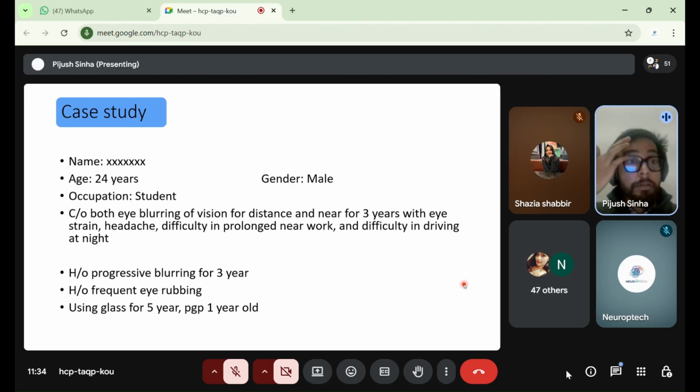Yeah, there is a case from my clinic only. The patient was a 24-year-old who was complaining of blurring of vision for distance and near since 3 years, with eye strain, headache, and difficulty with prolonged near activity. He had progressive blurring of vision since 3 years, with frequent eye rubbing. He was using glasses since 5 years, and the PGP was 1 year old.